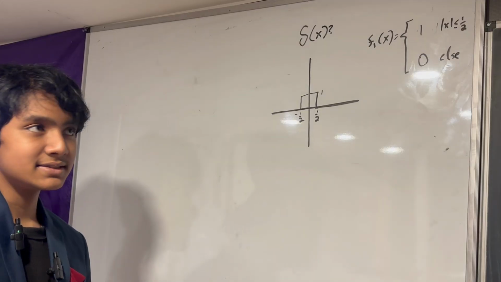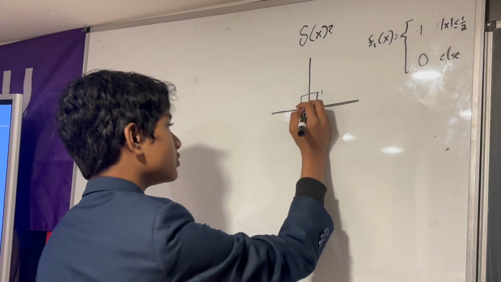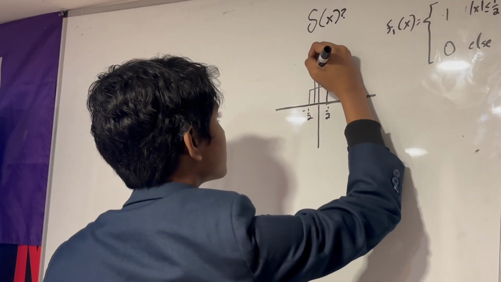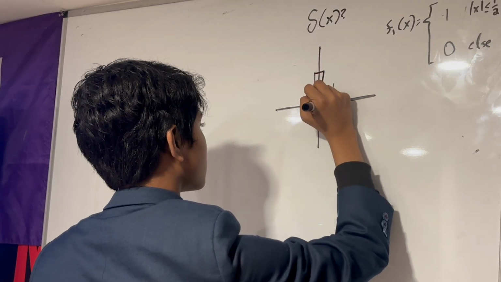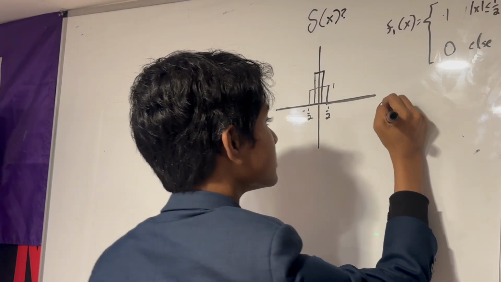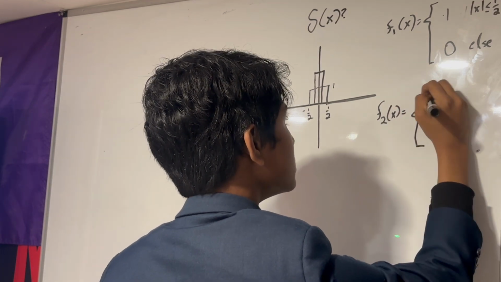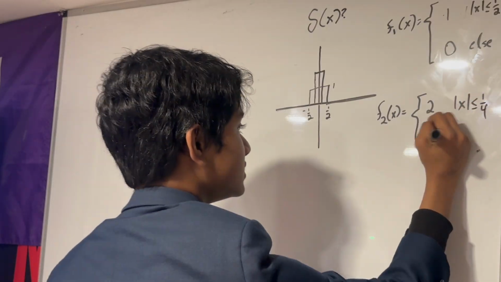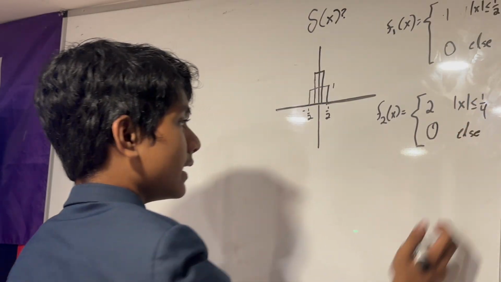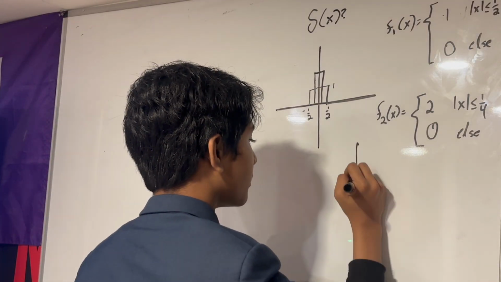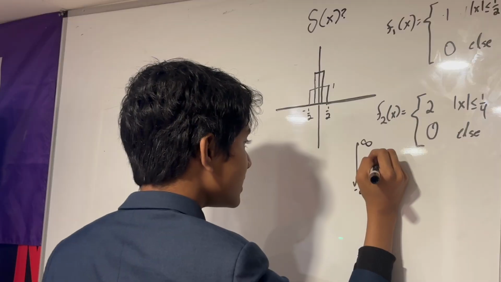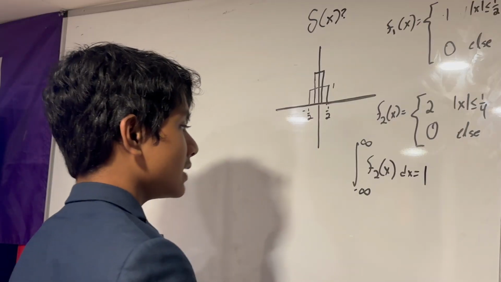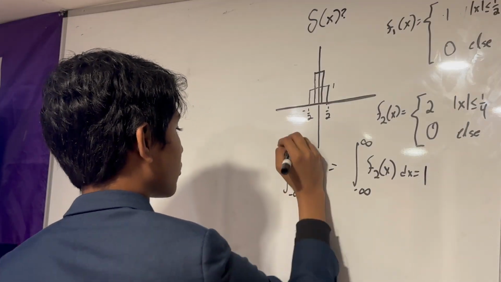Now I'm going to raise the stakes for f2. What I'm going to do is I'm going to double the height and halve the width. So f2 is going to be 2 if the magnitude is less than or equal to a fourth, and 0 otherwise. And you might notice that its integral from minus infinity to infinity is still equal to 1, which is the same as the integral for f1.